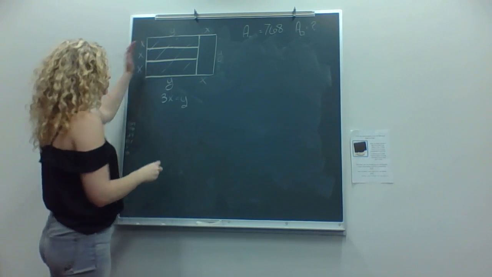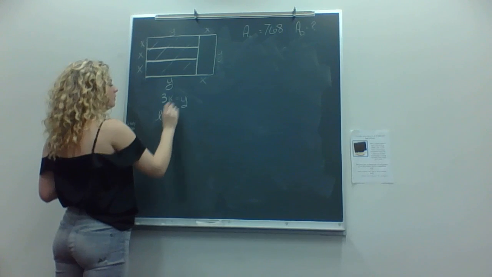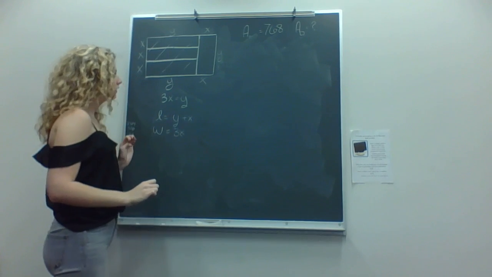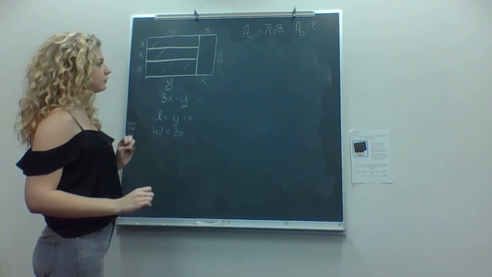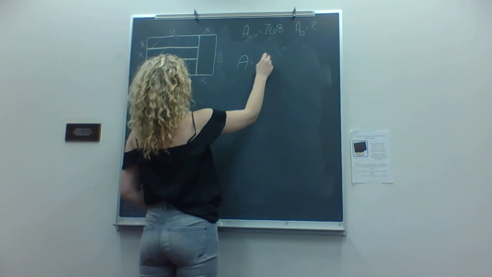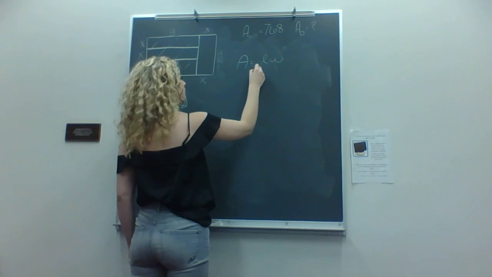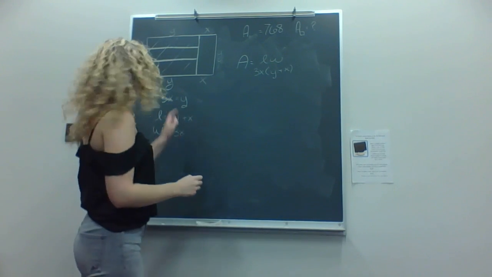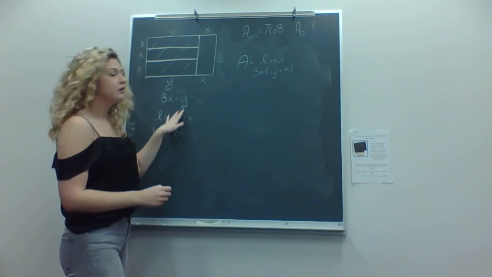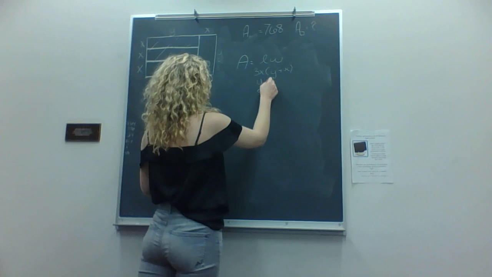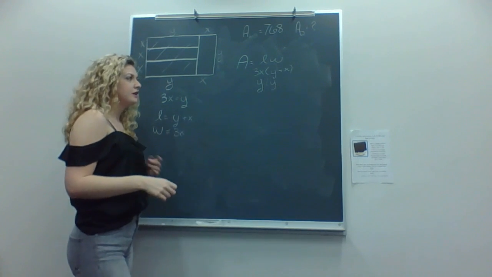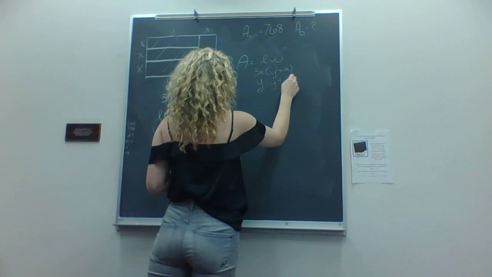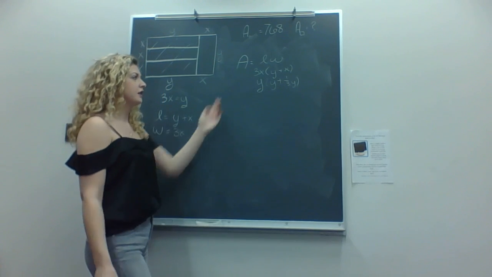And if we say this is the length and this is the width, the length would be y plus x, and the width would be 3x. So if we do the area of length times width, we can do 3x times y plus x. But since we had said that 3x was equal to y, we can change this to y. And then if 3x was equal to y, x would be 1/3 of y. So essentially what we're doing here is we're just getting rid of the x's.